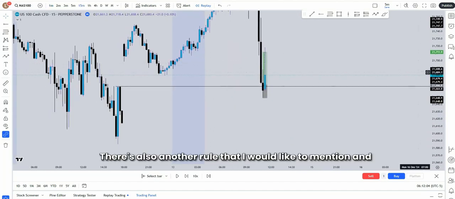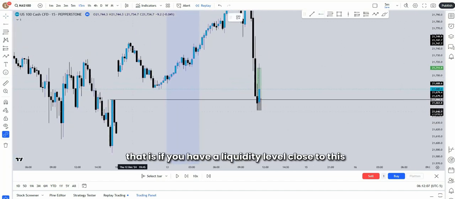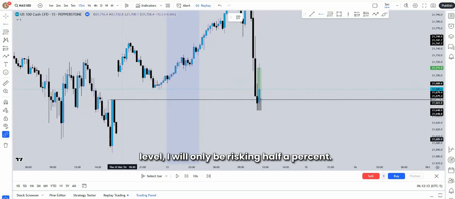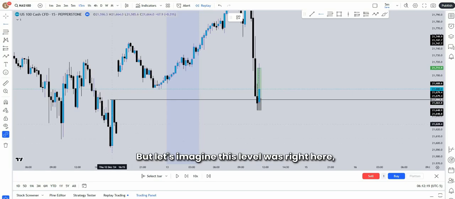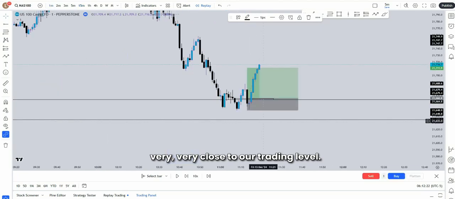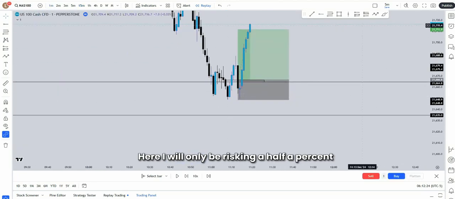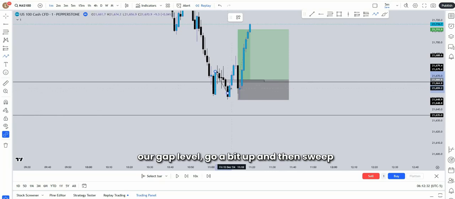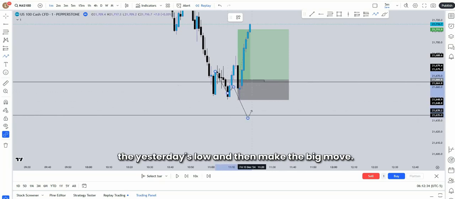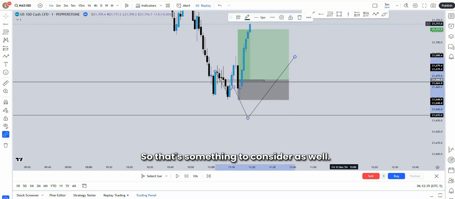There's also another rule that I would like to mention, and that is if you have a liquidity level close to this level, I will only be risking 0.5%. So this is yesterday's low. There's a lot of liquidity under this level, but let's imagine this level was right here, very, very close to our trading level here. I will only be risking 0.5% because there's a very big probability that price will sweep our gap level, go a bit up, and then sweep yesterday's low, and then make the big move. So that's something to consider as well.